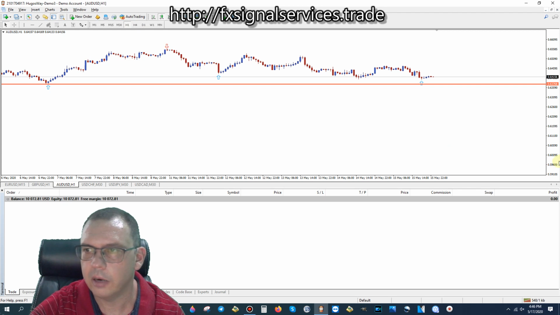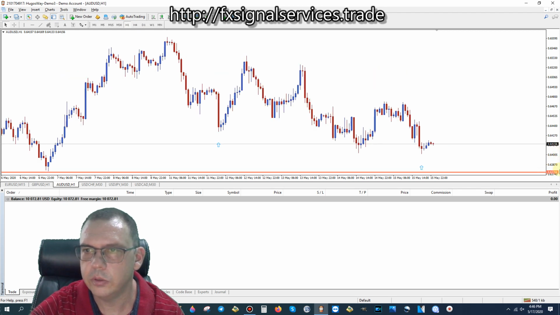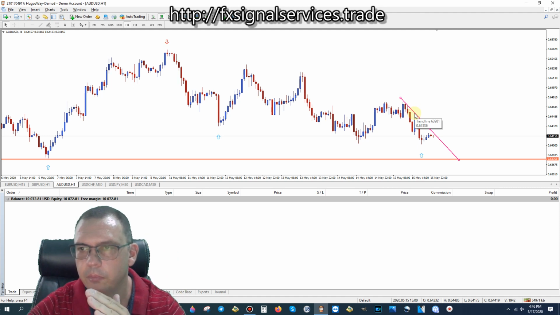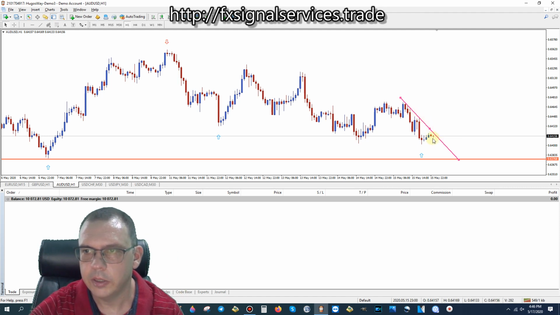Now if you go back to the hourly chart, we see this downtrend right here. Check this out. It's not really perfect, but we have all these points right here that mark your resistance. You see the price came back up here and it looks like it's starting to drop again.